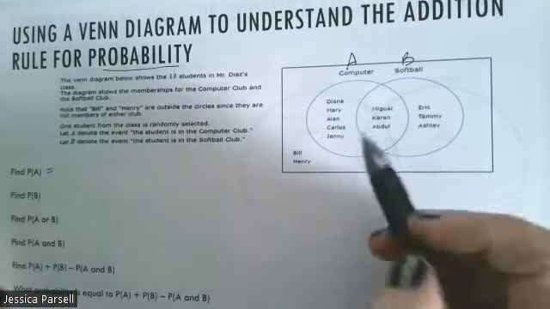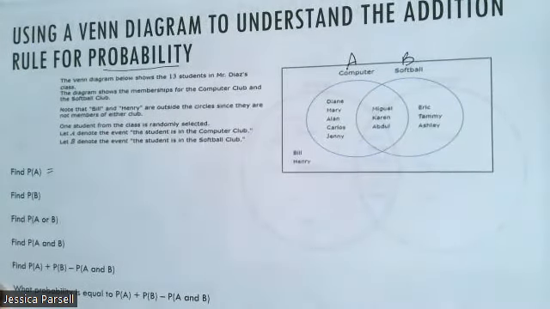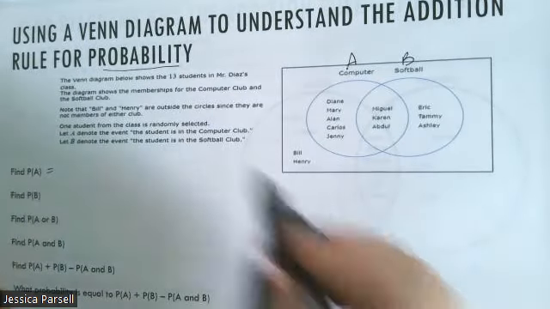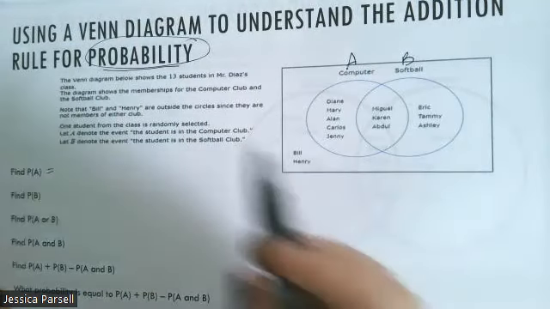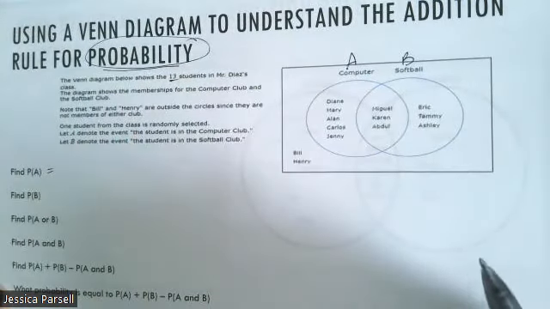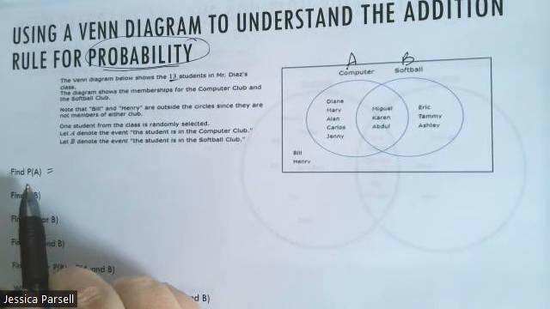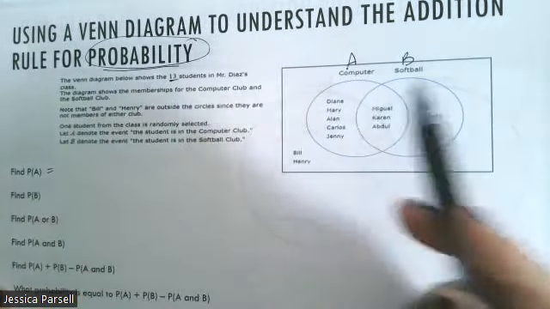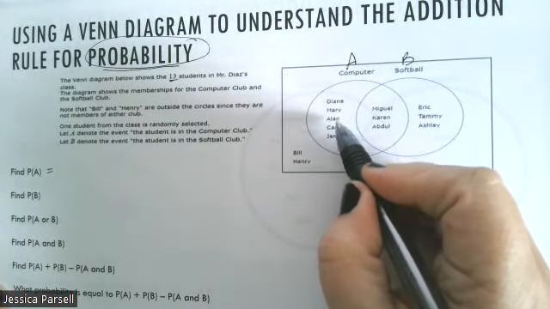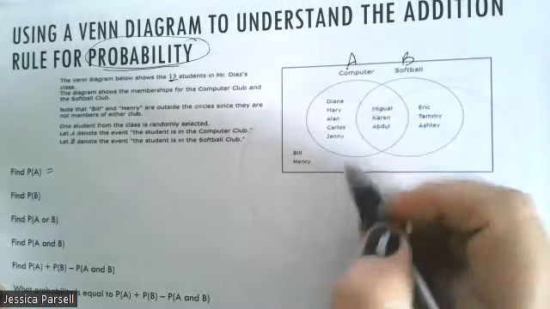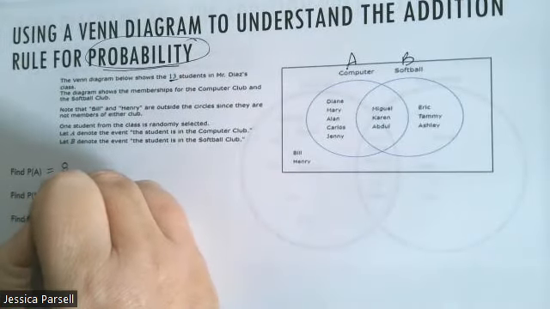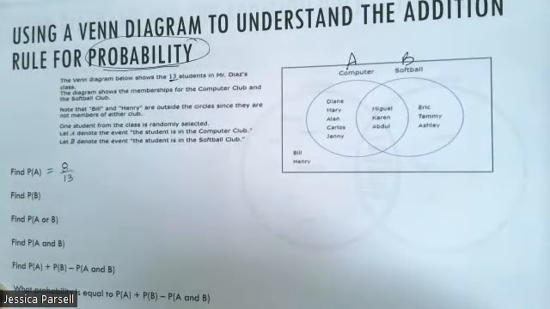Before, in our previous example, we would just name the outcomes, but this time we're going to look at probability. So I'm going to circle this because that changes things a little bit. We have 13 total. The probability that you select somebody out of Mr. Diaz's class and he or she happens to be in the computer club is going to be 1, 2, 3, 4, 5, 6, 7, 8 chances out of 13. So it's 8 out of 13, the probability.